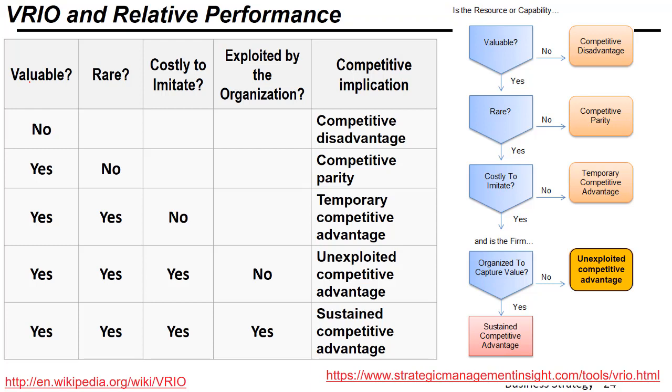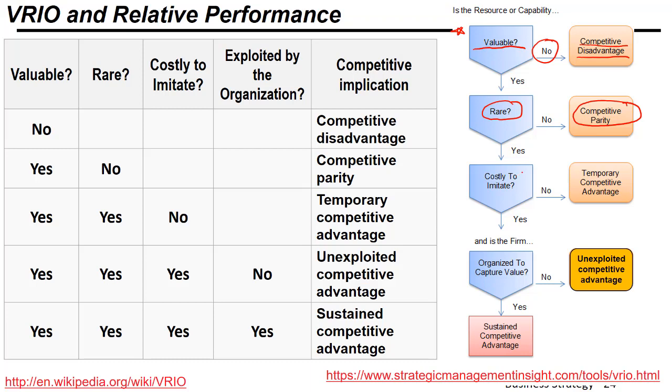So basically, we're asking four questions, kind of in sequence. Let me use this flow chart. Is the resource valuable? If it's not valuable, it really doesn't give you any advantages. It really ends up being a burden. So we may call it a competitive disadvantage. Why would you want to own resources that are not valuable? Second is rarity. If it's not rare, we call it competitive parity, which means other people can gain the same resource and easily compete with you.